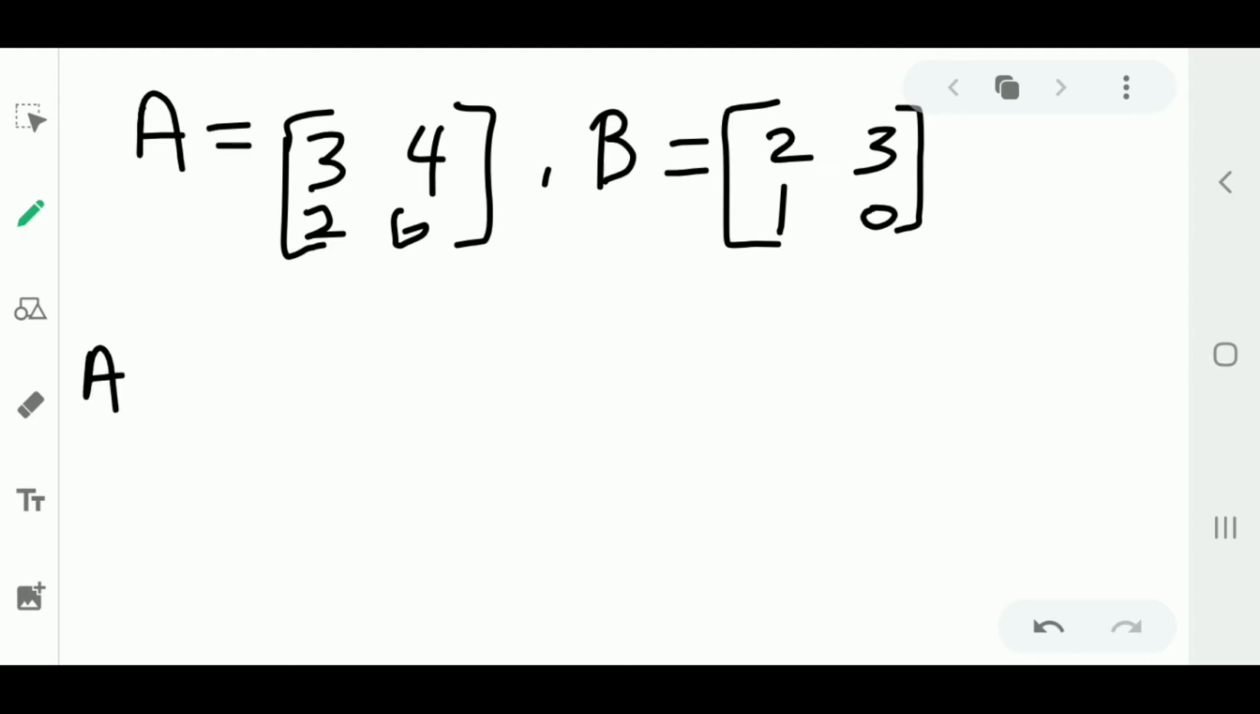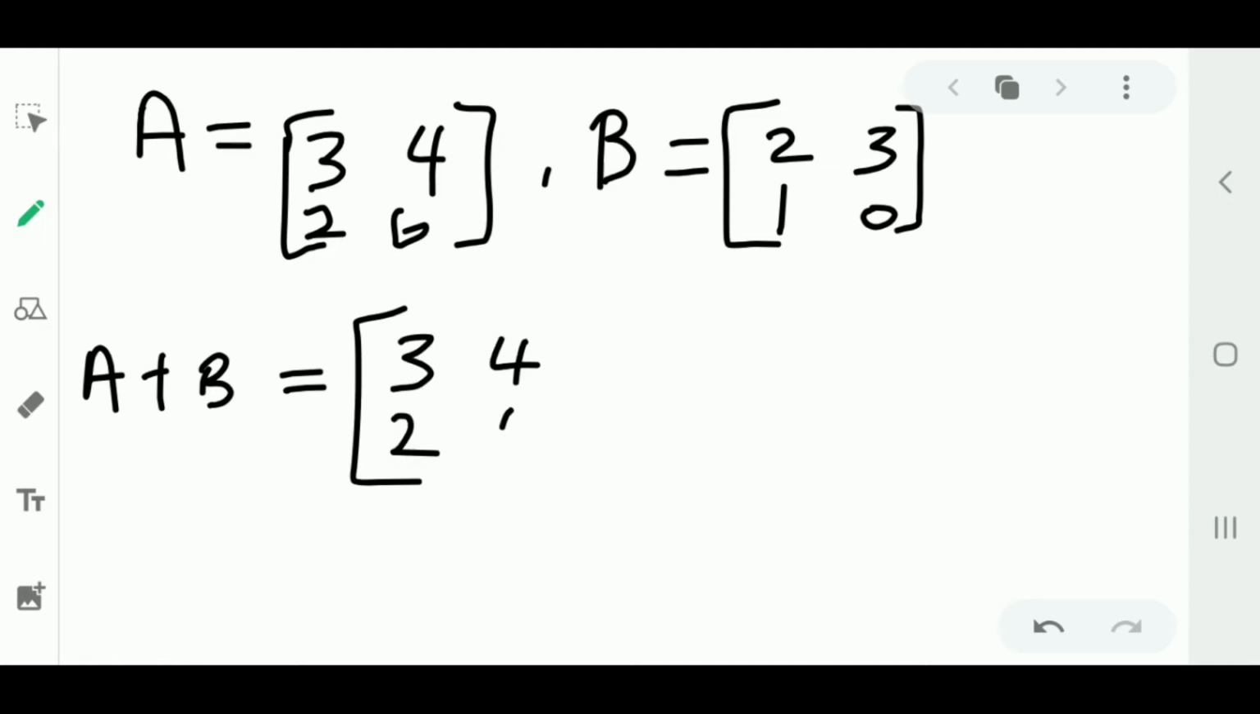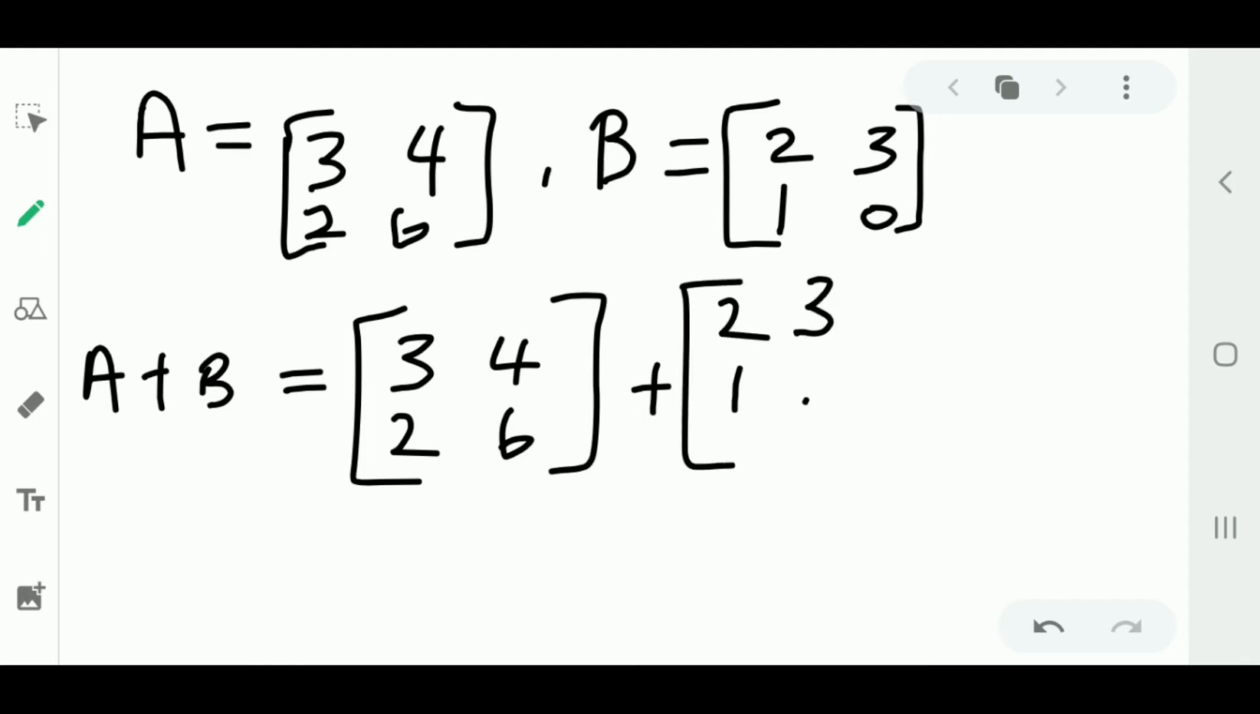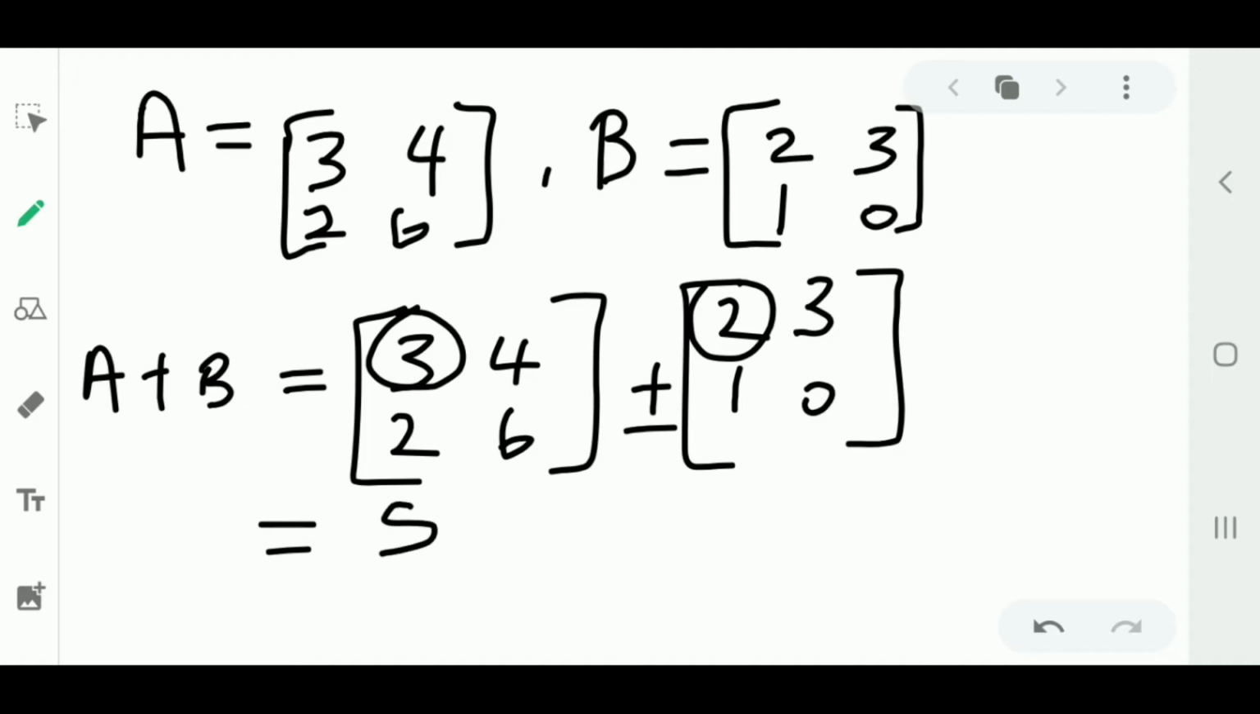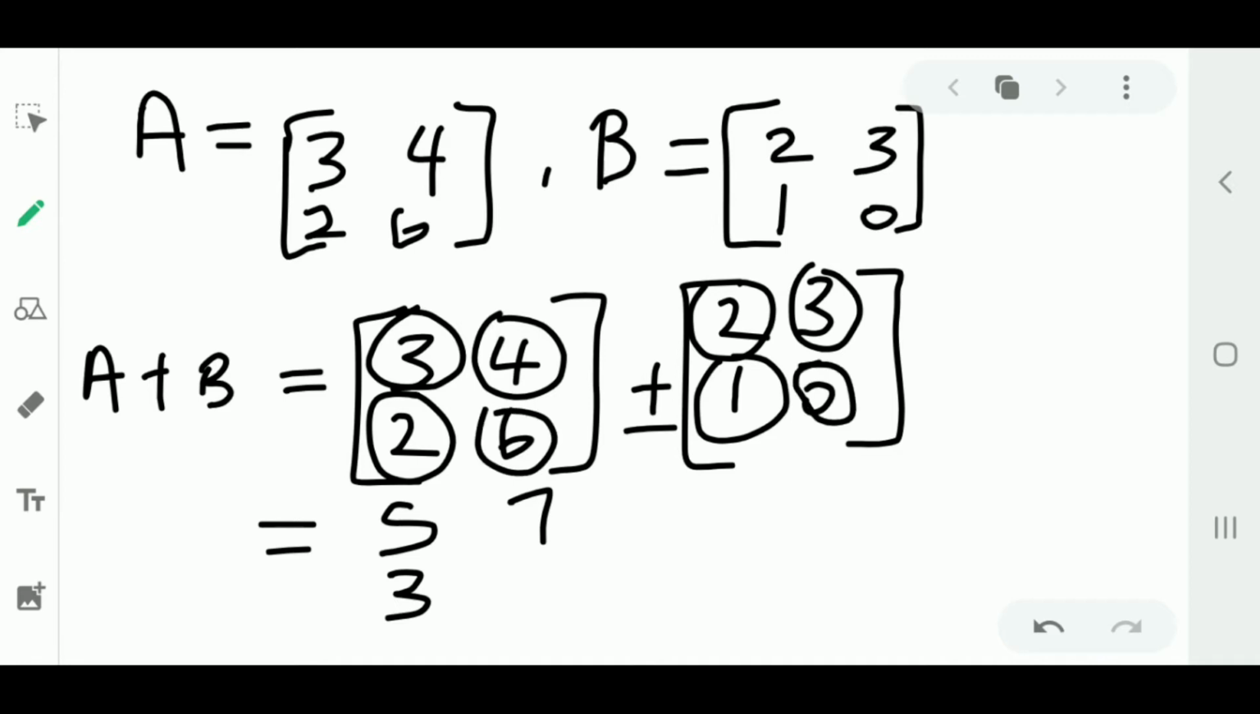Let's say you wanted to add A plus B. That would be 3, 4, 2, 6 plus 2, 1, 3, 0. Now, A is a 2 by 2 matrix because of the number of rows and columns. B is also a 2 by 2. That means they can be added together. So it would be 3 plus 2, which is 5, 4 plus 1, which is 5, 2 plus 3, which is 5, and 6 plus 0, which is 6.